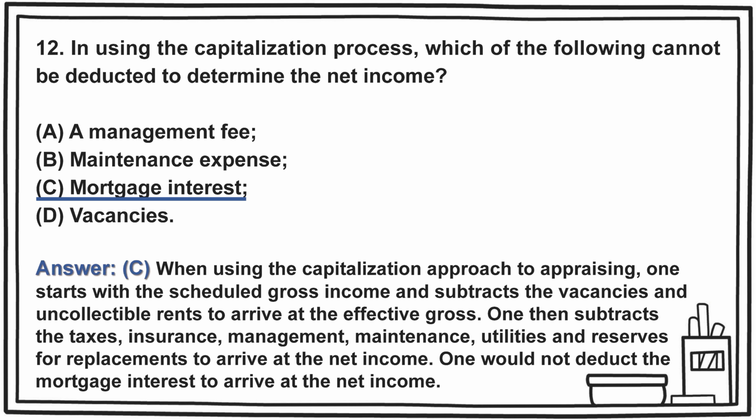Answer C. When using the capitalization approach to appraising, one starts with the scheduled gross income and subtracts the vacancies and uncollectible rents to arrive at the effective gross. One then subtracts the taxes, insurance, management, maintenance, utilities, and reserves for replacements to arrive at the net income. One would not deduct the mortgage interest to arrive at the net income.